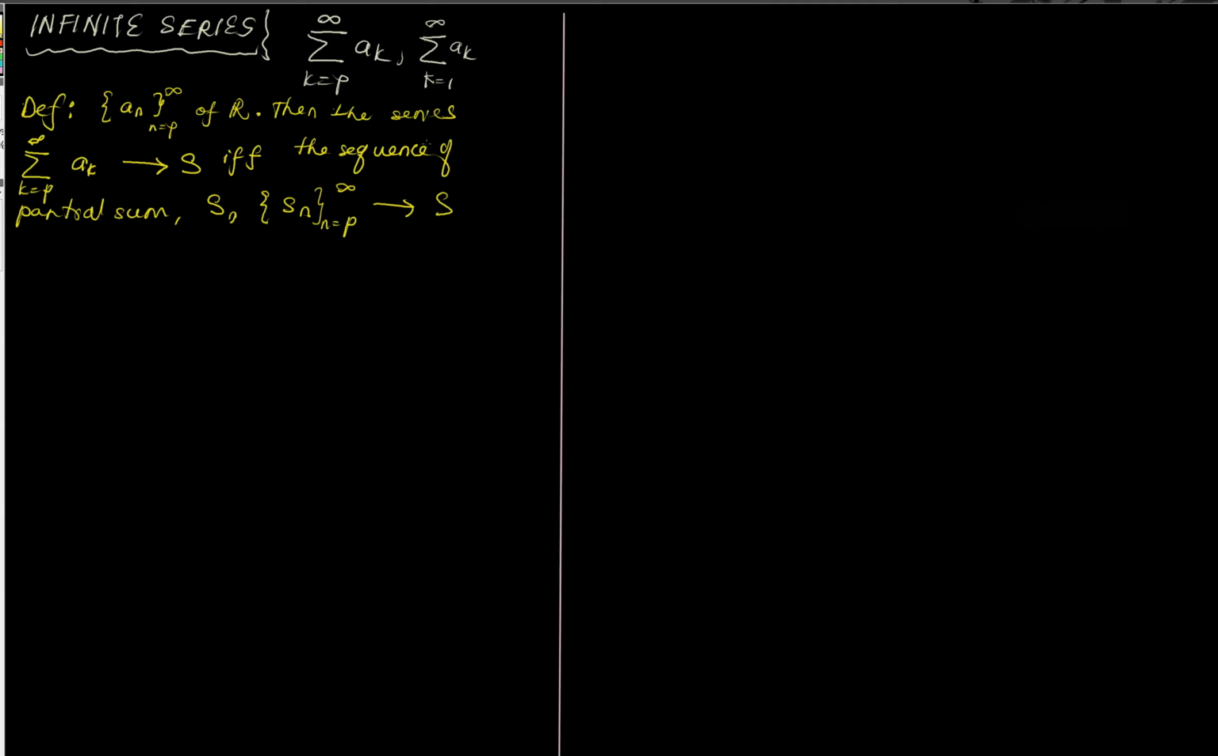So the idea is the series converges to the same value as the partial sums. If the series converges to S, then S is called the sum of the series, and we can simply say that the summation of a sub k is basically S. That's it. It's as simple as that.